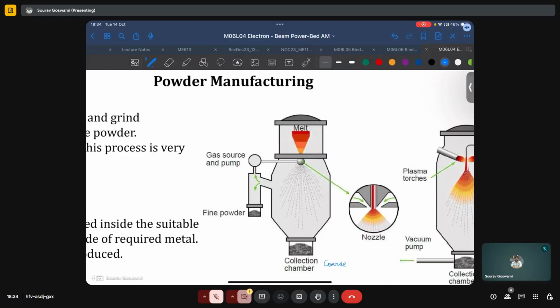However, there will be some particles which will be so light that they can be carried by this inert gas and deposited here in this fine powder collection region. And so we will typically have two separate distributions of powder, one of the fine kind and the other of the coarse kind.